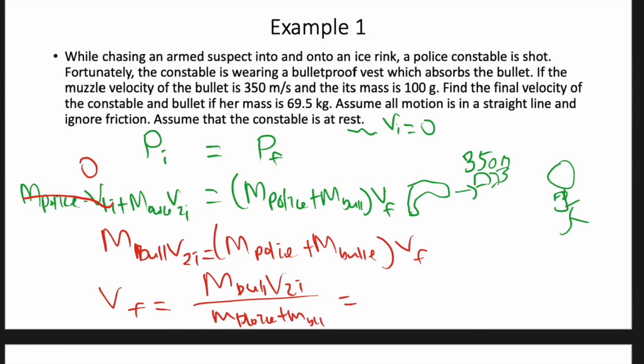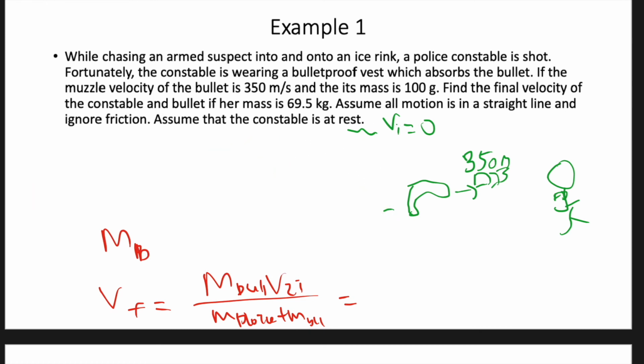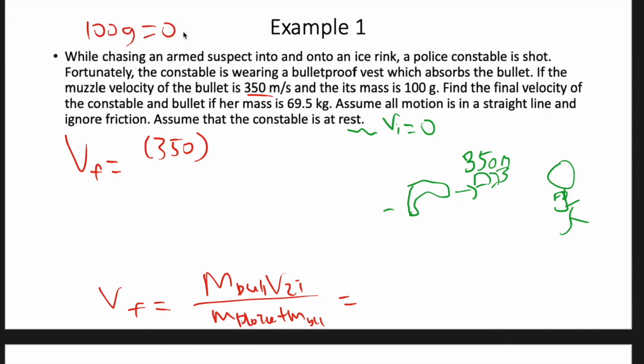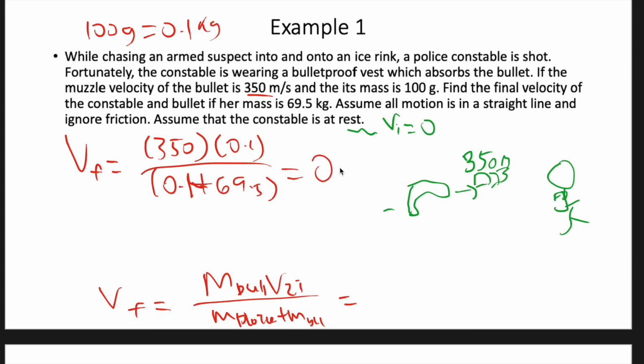So let me erase this. So vf is going to be equal to 350 times 100 grams, which is 0.1 kilogram, over 0.1 plus 69.5, which is equal to 0.5 meter per second. So this is your answer.